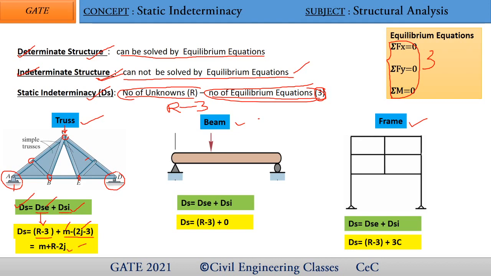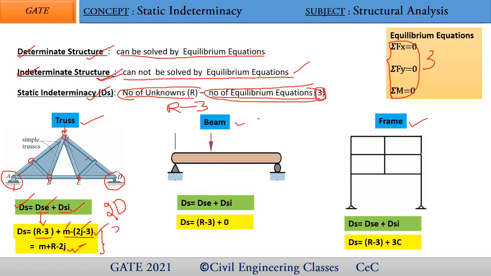So m plus r minus 2j. In some GATE questions they will ask you only the numeric formulas. So this is also correct and this is also correct and both are the same for a truss. Okay. So this is the formula for a two dimensional truss. So whatever we are discussing till now is for a two dimensional truss.